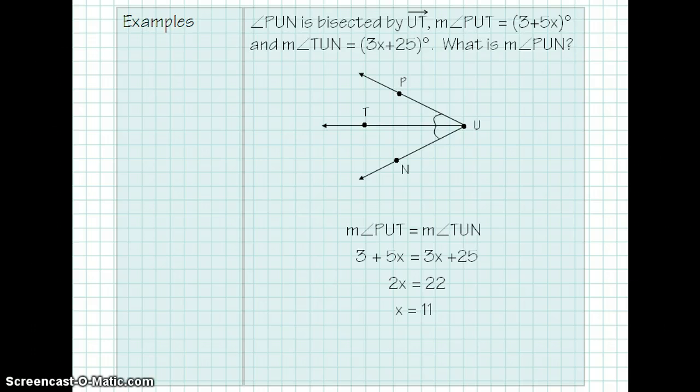Now the question was, what is the measure of angle PUN? PUN is the whole angle. So what I can do is I can take one of these halves, one of these two pieces here, plug in my x, and then whatever I get, I just double it. So if I take 3 plus 5x, plug in my 11, I get 58. 58 times 2 would give me 116, so that's going to be my answer.